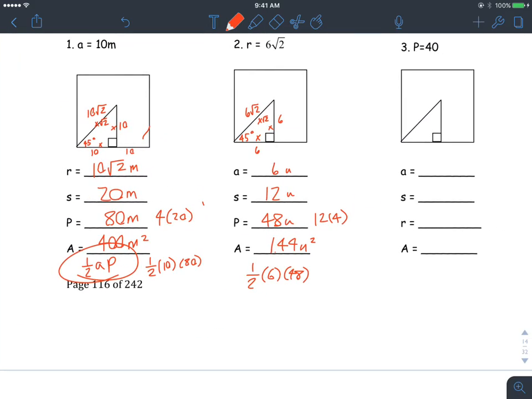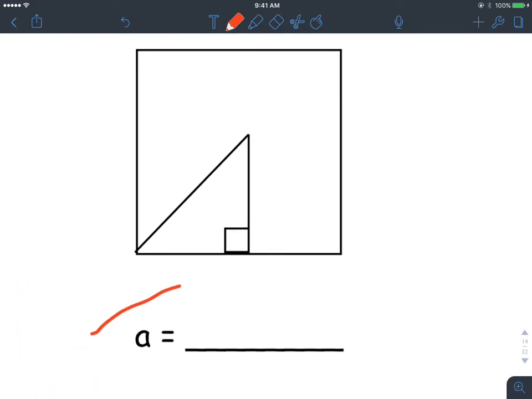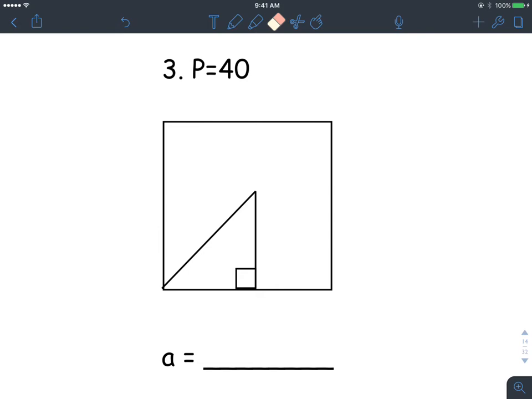And that's kind of it. I mean, it kind of gets repetitive after that. Sometimes they'll give you different starting information. Struggling today here. So yeah, like this one here gives us a perimeter is 40.